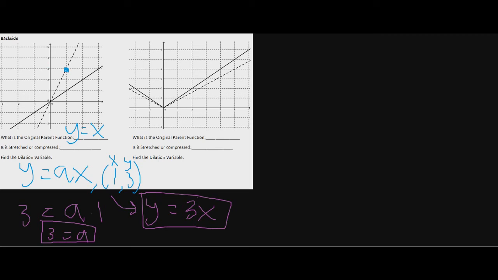So our dilation is actually really just telling us to find the new slope of our equation, because the slope now has changed. And that's another way to think about dilations.